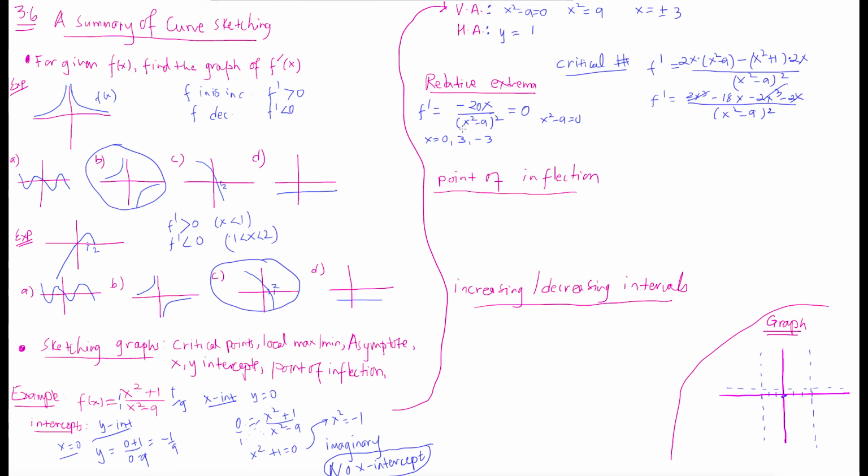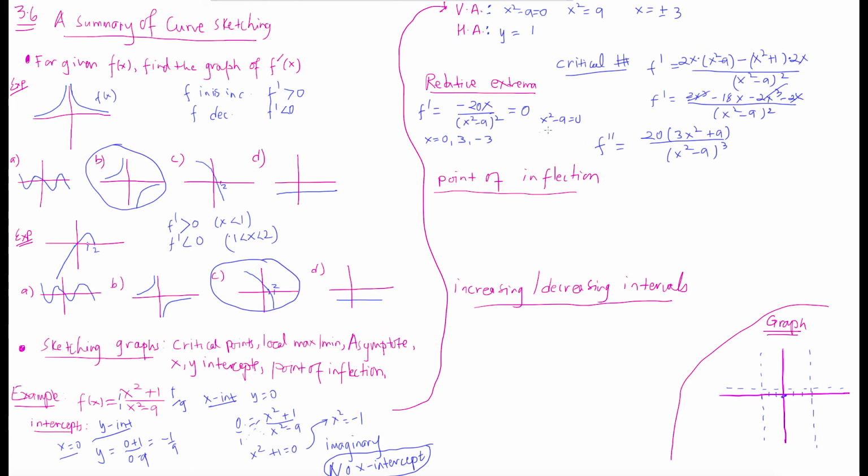So to find the second derivative, again you do a quotient rule, okay? Actually, I found the second derivative for you guys. If you find the second derivative, you will get 20 times (3x squared plus 9) divided by (x squared minus 9) cubed. That's what you will get if you find the second derivative using the quotient rule.